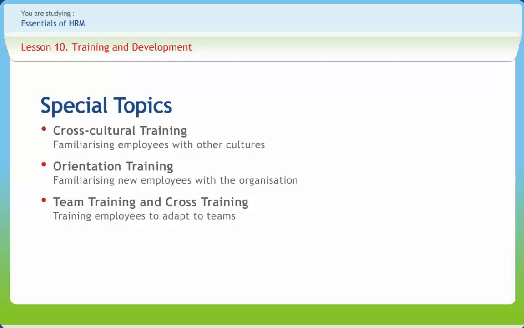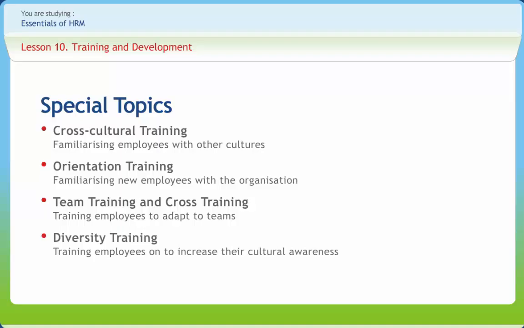The next topic is team training and cross-training. In team training, the employees are given special training to work in teams and adapt to team dynamics. Cross-training is given to train the employees in different fields so that they can do different jobs in the organization. And the last one is diversity training. It is a result of the increasing globalization and requires the highest level of skills. This is to increase employees' cultural, political, legal, and economic awareness, knowledge, and skills.